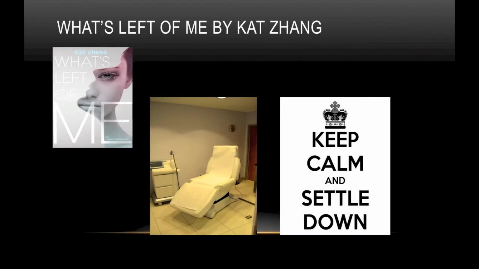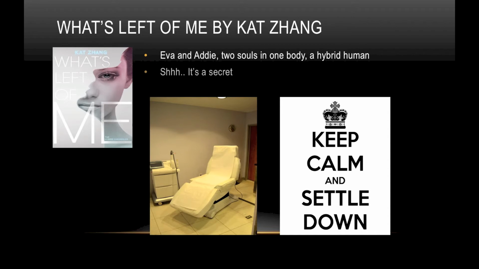The next book is What's Left of Me by Kat Zhang. It's also a trilogy. It's the Hybrid Chronicles. Number 1 here talks about the 2 souls in one body. It's kind of introducing that idea of this world. Eva and Addie are 2 souls in one body. In Zhang's world that she's created, everyone is born with 2 different people inside their own brain, basically. And it's a secret if you are a person after age 12 or so to still have 2 souls.